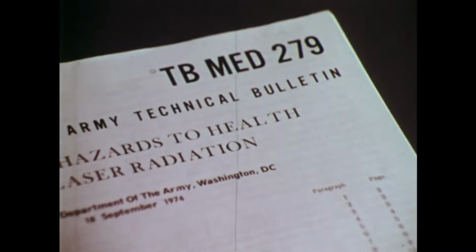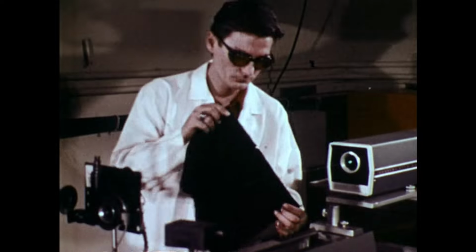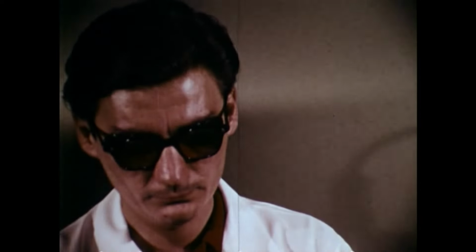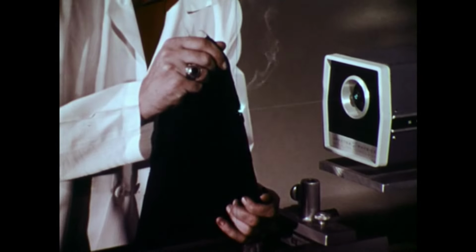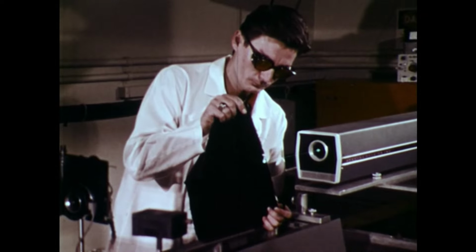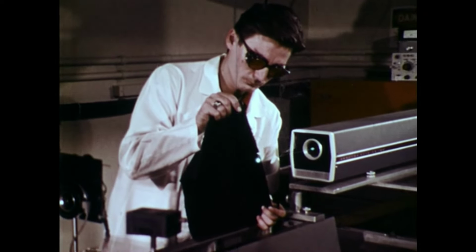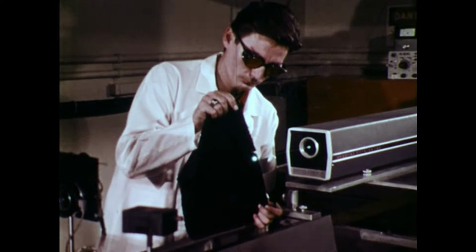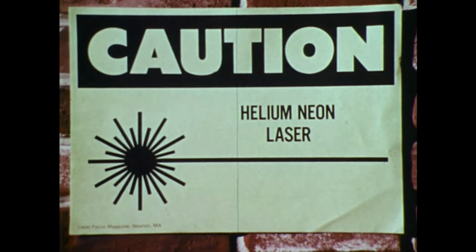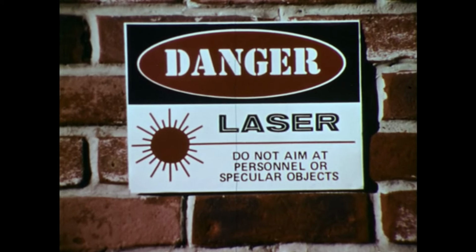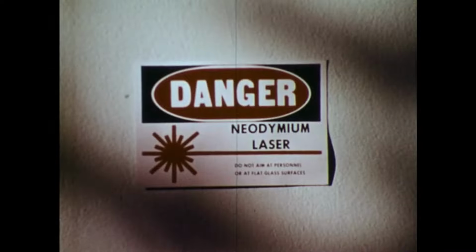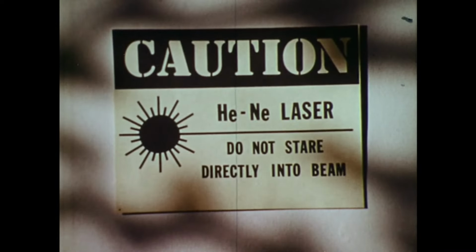To ensure the safety of all personnel working in laser areas, TB Med 279 should be consulted and its safety requirements observed. All personnel subject to exposure to laser radiation should receive medical surveillance with particular attention given to any change in visual capacity. Warning signs and labels should be used whenever practical to warn personnel of protective procedures required for safety.